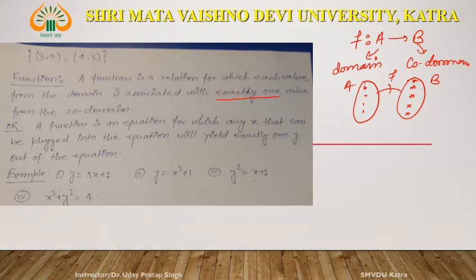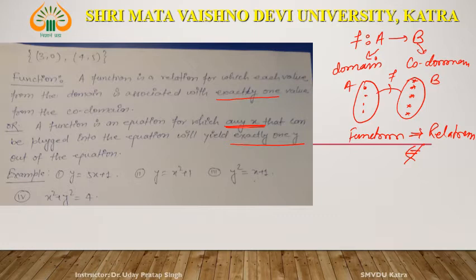Another definition of a function: a function is an equation for which any value of x that can be plugged into the equation will give a unique value of y. This is known as a function. Every function is a relation, but the converse is not true. Now let us see some examples.